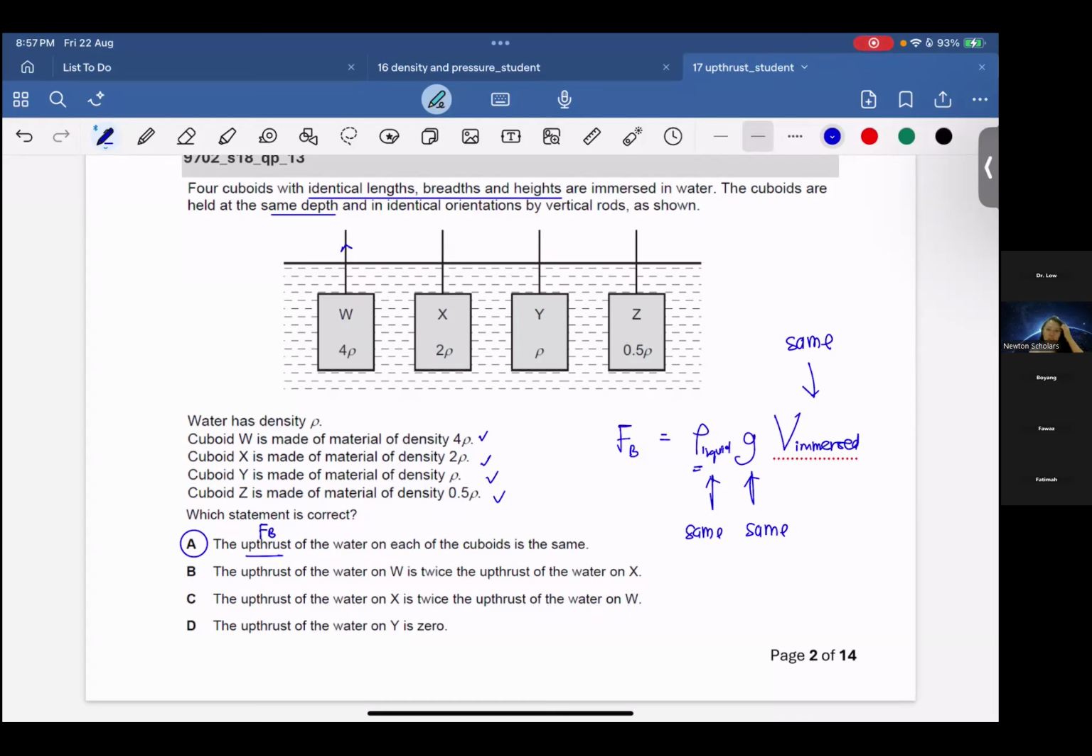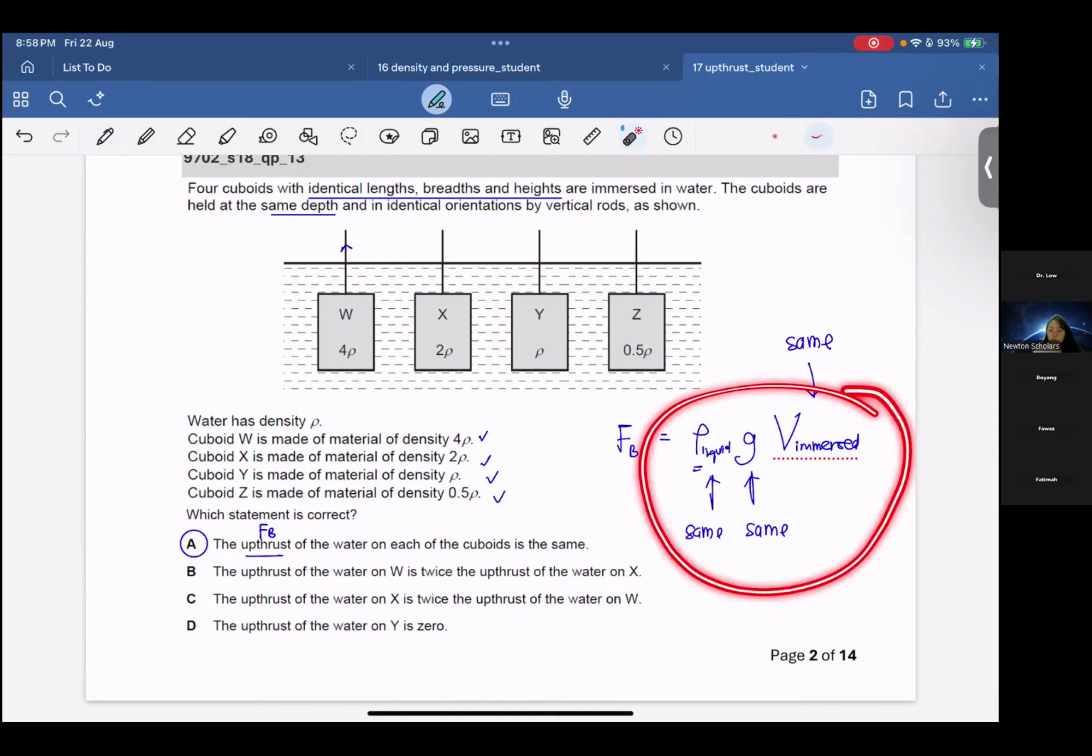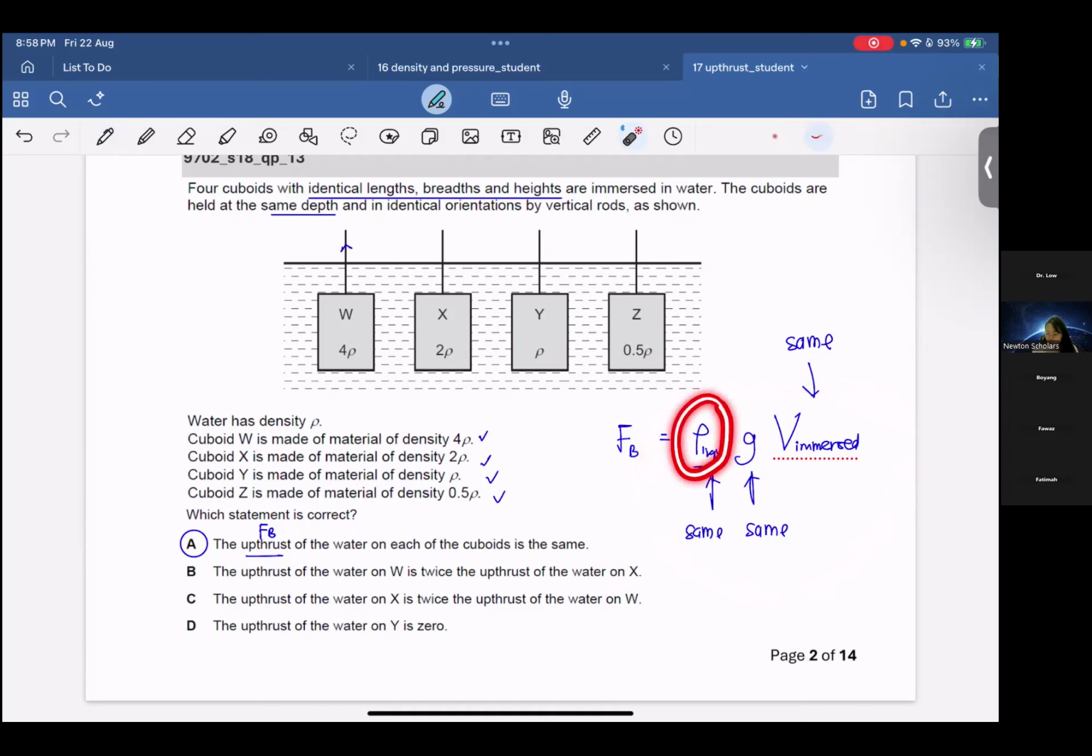Why can I not use buoyant force equals the weight, and from the weight study the density of the object? We cannot, because we hold the block. So there is not only weight and upthrust force, there is still another force due to us. So we cannot use the weight of the object to calculate our buoyant force. The only thing we can use is rho g V, and remember, this is the density of the liquid and this is the volume immersed.